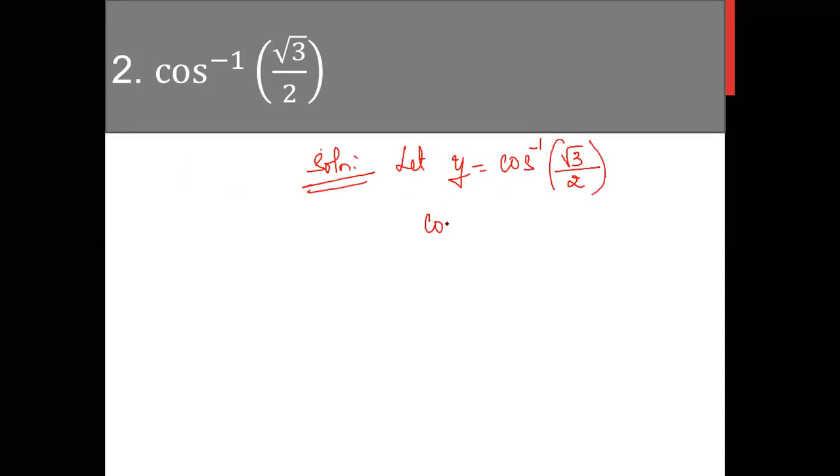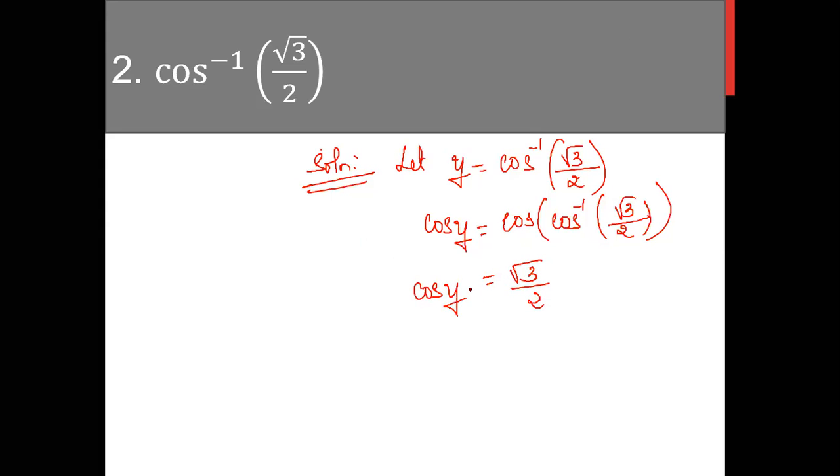So it becomes cos y is equal to cos of cos inverse of root 3 by 2. Correct? Apply cos. Here, whatever the trigonometric inverse form is, you apply the direct form on both sides. Once you are done with that, what is cos of cos inverse x? It is again x, but here in place of x we have root 3 by 2. So cos y is equal to root 3 by 2.